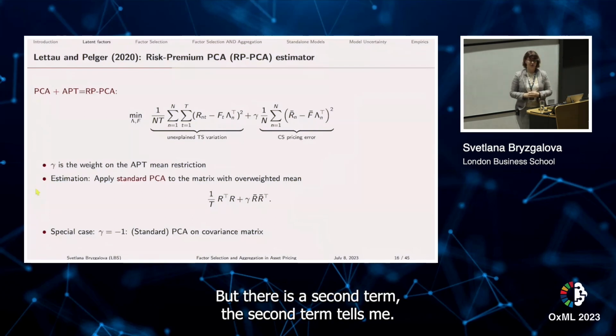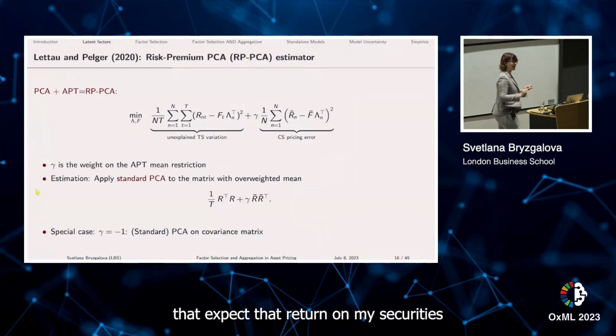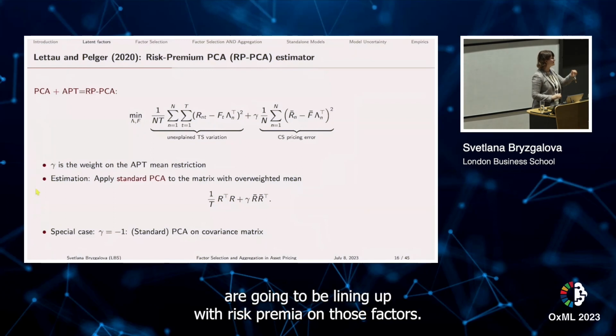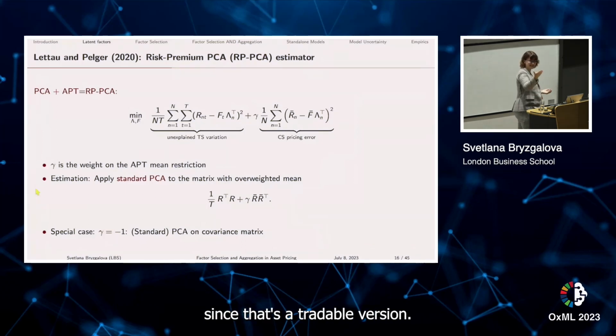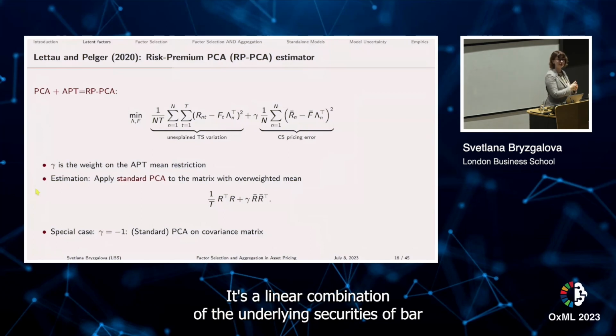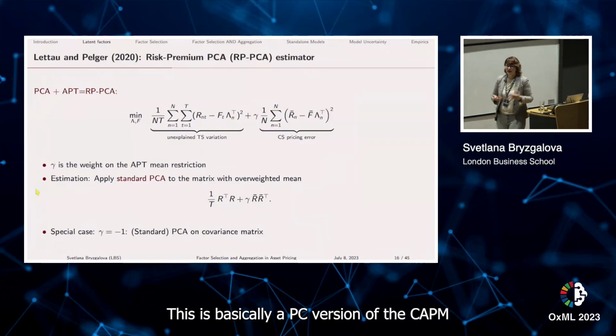But there is a second term. The second term tells me that the factors are going to be such that expected returns on my securities are going to be lining up with the risk premia on those factors. That is, R bar is equal to my average factor, since that's a tradable version, a linear combination of the underlying securities, F bar, multiplied by lambda. This is basically a PCA version of the CAPM.